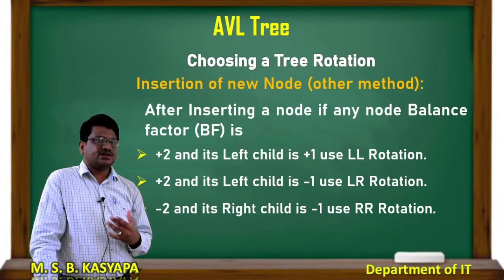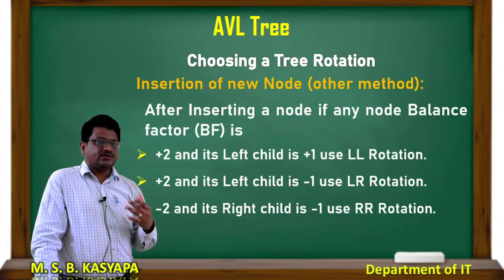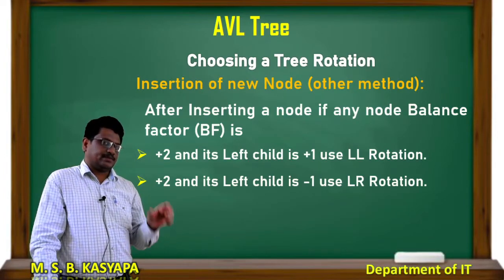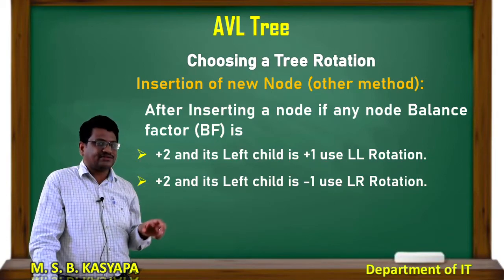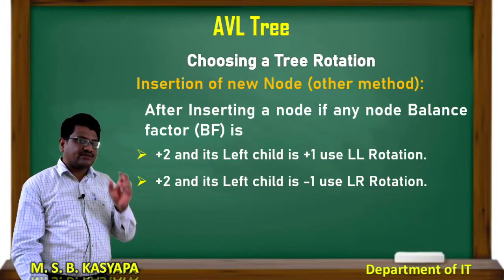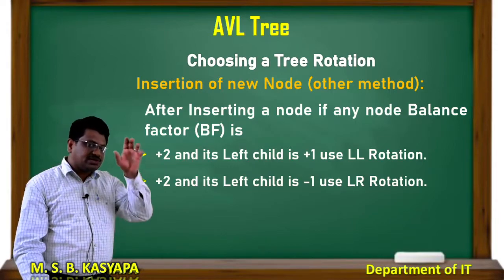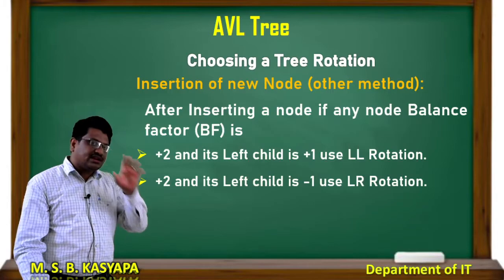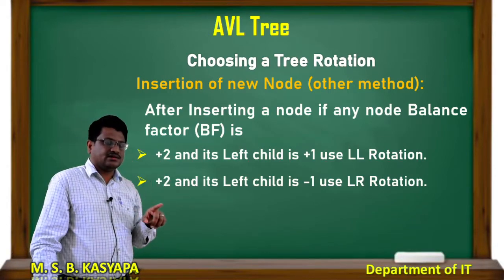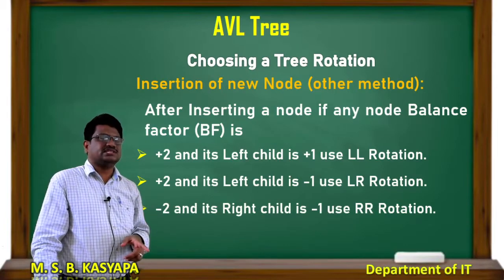Okay, insertion of nodes. If the balance factor of a node is plus 2, that means the left side, so I have to check the left child. If that left child contains plus 1, that means LL. If it contains -1, it is LR.